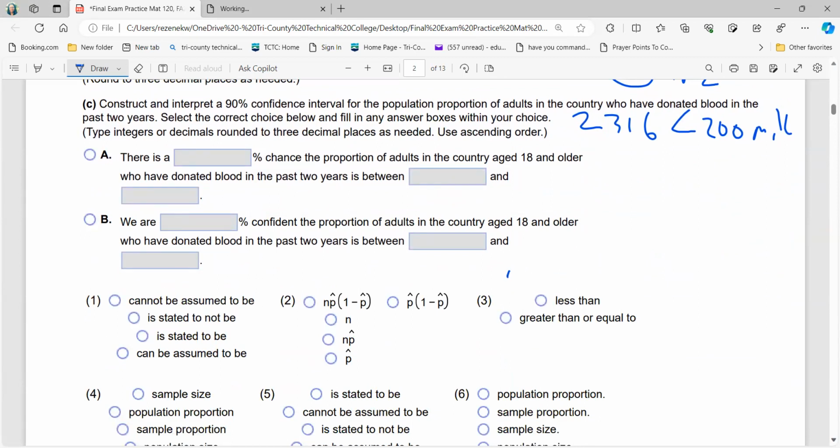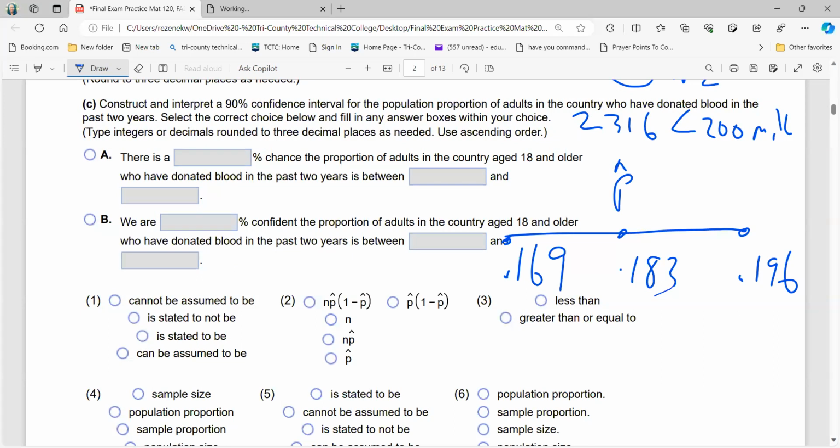It is 0.169. This is the lower bound. Let me use a number line. That can help a lot. Okay, so this is the lower bound. The upper bound is 0.196. And I'm also given the point estimate, which is p hat. So p hat is 0.183. And then I could be told to find the margin of error.